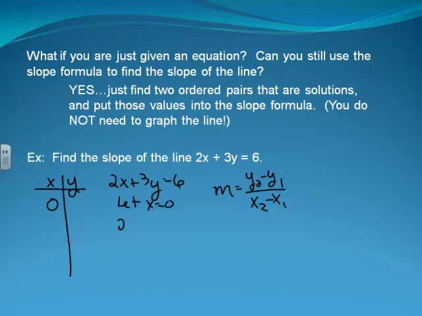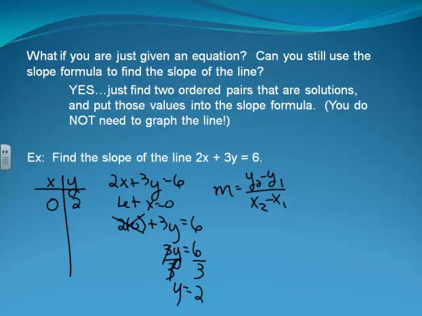So we get 2 times 0 plus 3y equals 6. 2 times 0 is 0, so I can ignore it because 0 plus anything is itself. So now I've got 3y is equal to 6. And if I divide both sides by 3, I find y is equal to 2 when x is equal to 0. There's 1 point. Now I need a second point.